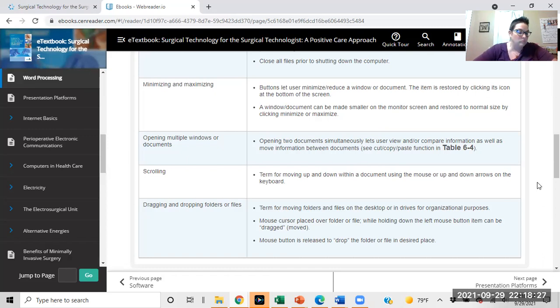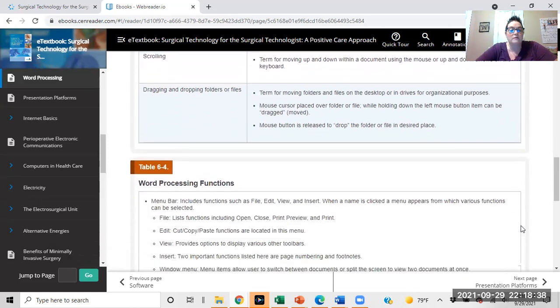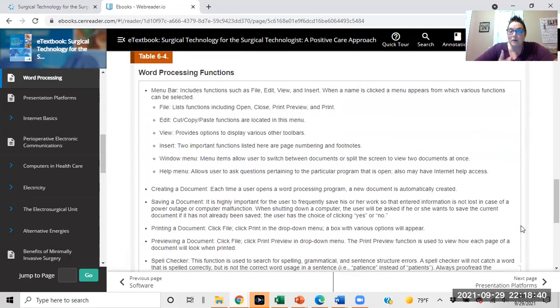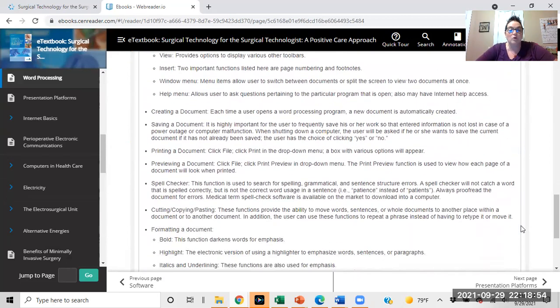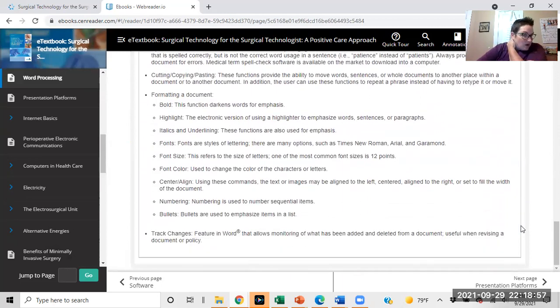You know, we're familiar with Control C, Control V for the copy and paste. Scrolling up and down within a document. And then word processing functions, you've got your menu bar: file, edit, view, insert, window menu, all of those that allow you to look at and view and make edits to your document, creating a document, printing a document, showing you how to format a document if you're needing to make it bold or highlighted or italicized, all of those changes that need to be made.